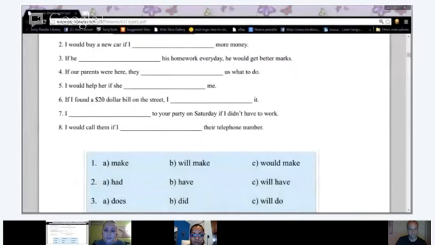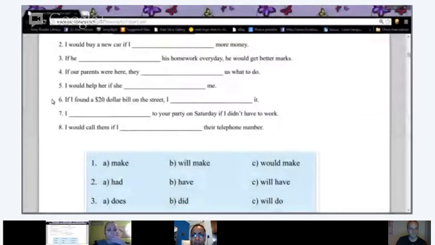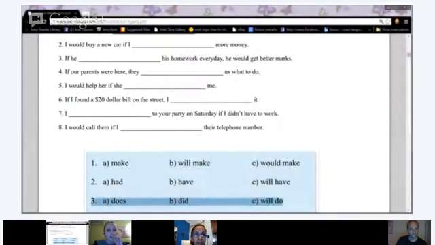Okay, Edie, let me have you do numbers 3 and 4, please. Okay. If he makes his homework every day, he will get better marks. Okay, so look down here below. Those are our 3 options. You see those here on the screen? Okay.